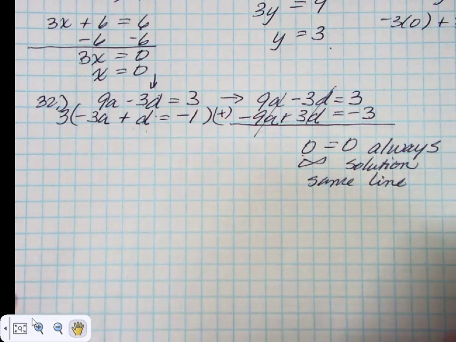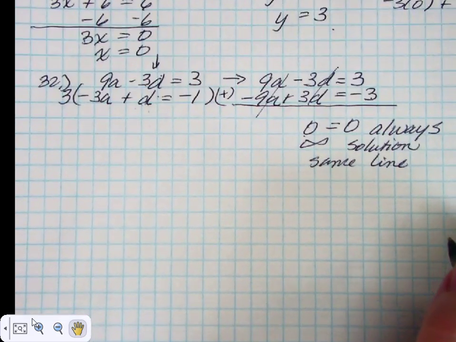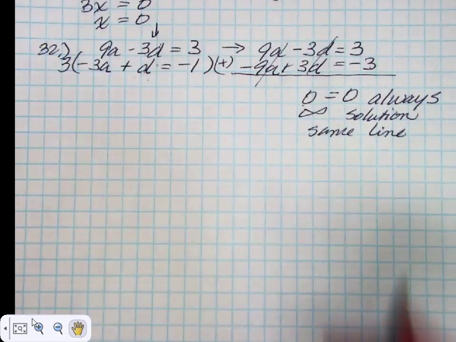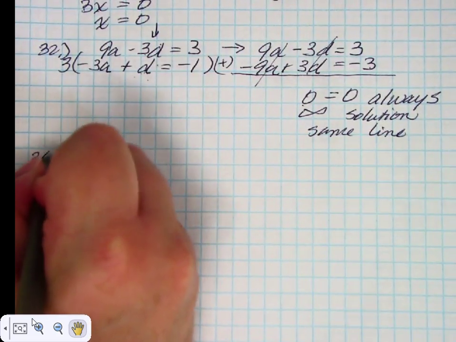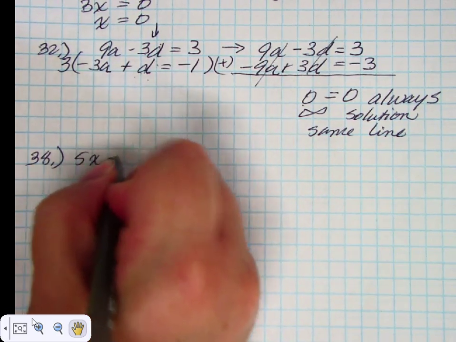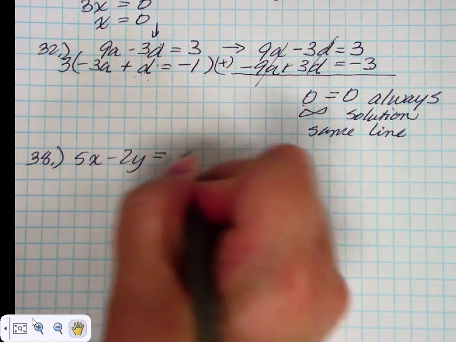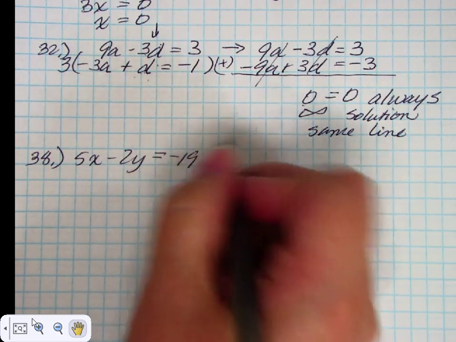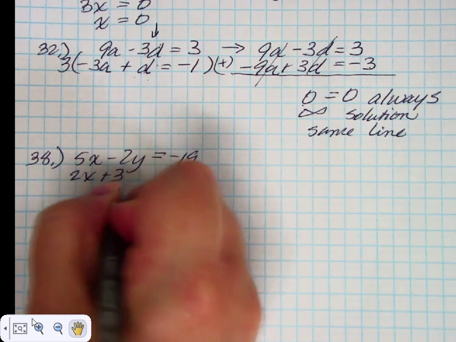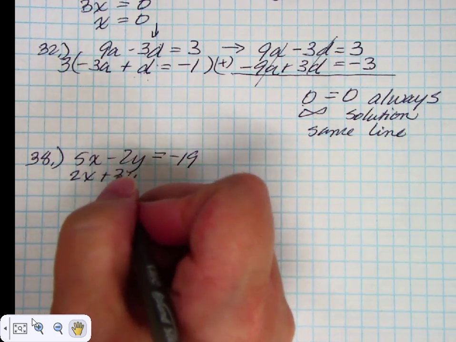All right, let's do this again. Let's say I have something like 38. Okay, so 5x minus 2y is equal to negative 19, and 2x plus 3y is equal to 0.